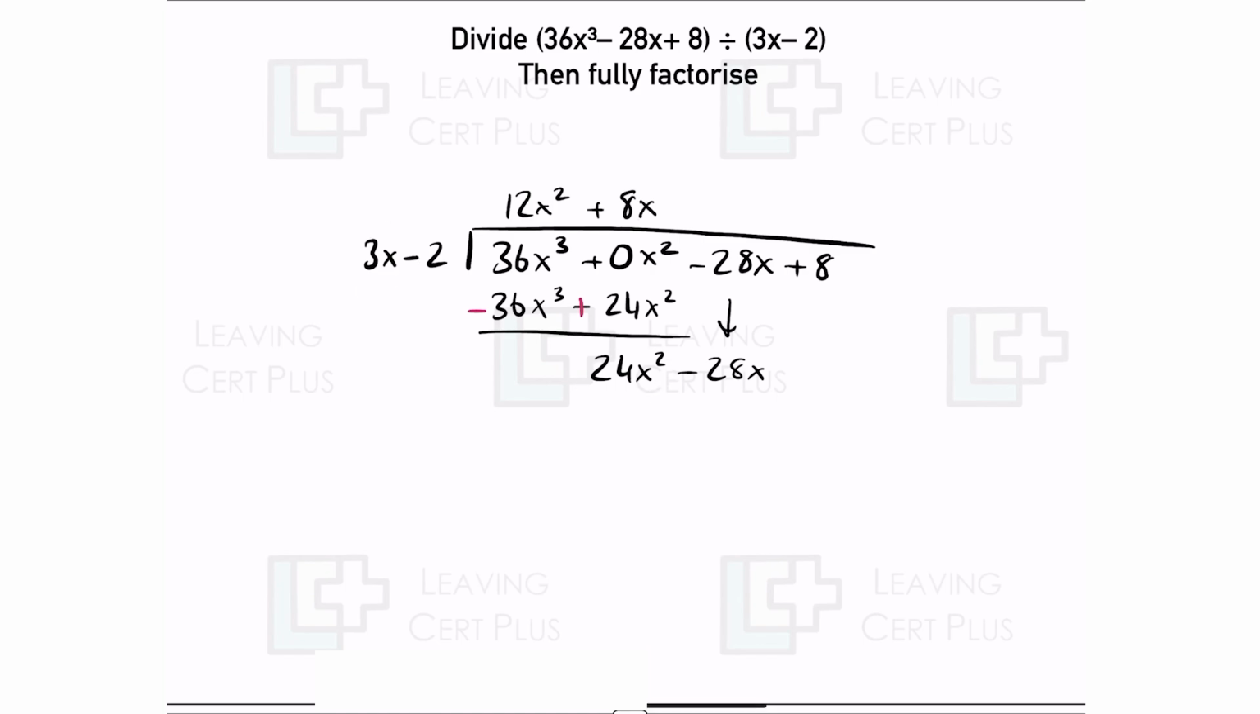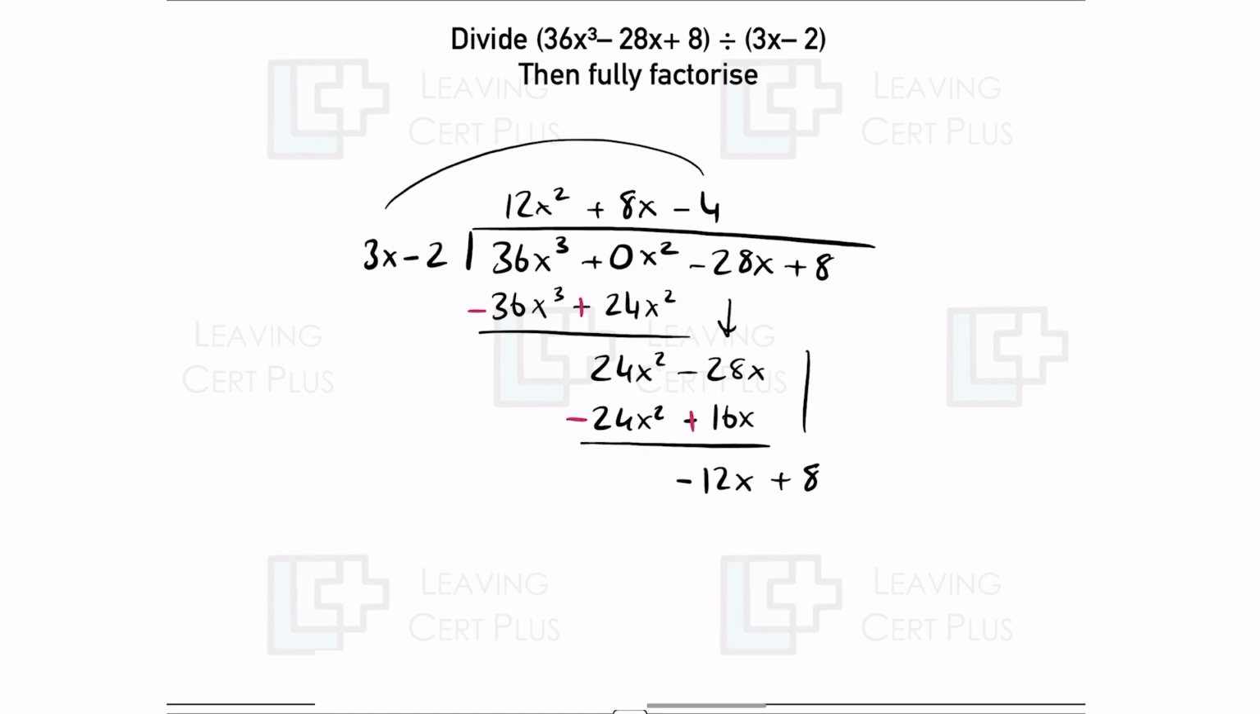So multiplying in that 8x, then you're going to get 24x squared, and you get negative 16x. So taking away these, that's minus and that's positive. And if you take 28 away from 16, you're going to get negative 12x. Bring down your 8, that's positive 8. We've got to multiply this by minus 4 to get minus 12x. So minus 4 being multiplied into the final two numbers, then you're going to get minus 12x, and you get positive 8. So taking them away, you'll see you have no remainder, as it's 0.